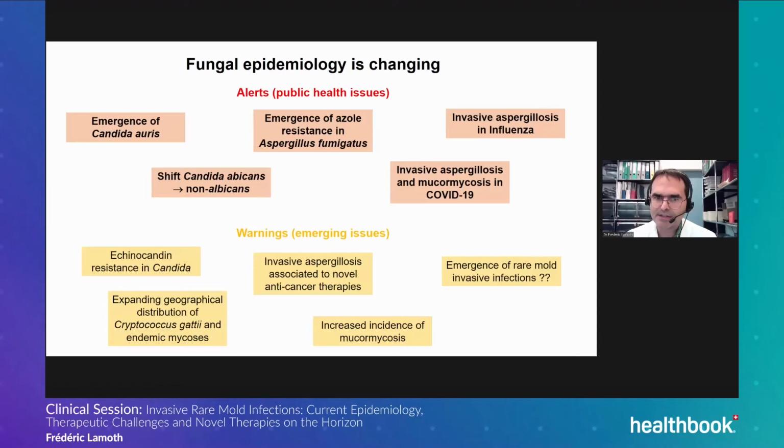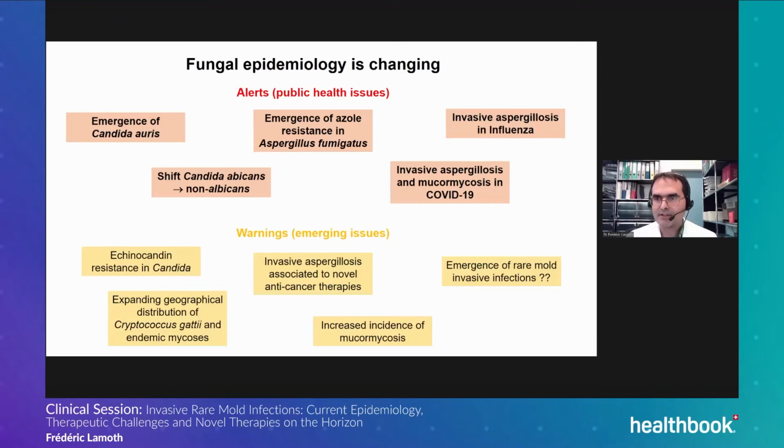Then we also have some warnings, some emerging issues that we should closely monitor. For instance, the rise of echinocandin resistance among Candida, especially Candida glabrata, the expanding geographical distribution of Cryptococcus gattii, but also some endemic mycoses.